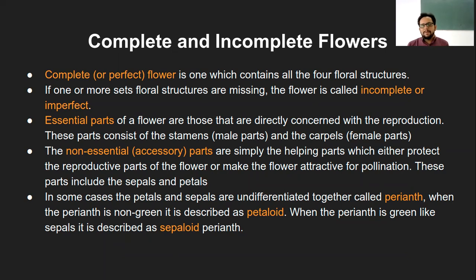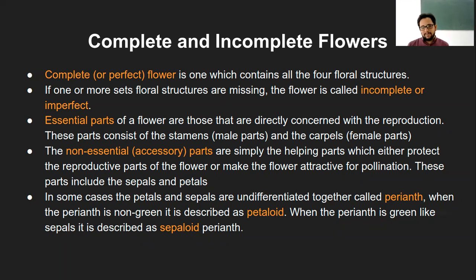Incomplete or imperfect flowers are the ones in which one of the floral structures is missing. Usually it is the male or female reproductive structure. You would have rarely seen a flower which doesn't have a petal and a sepal. That's a very rare example. At least I haven't seen one, but I'm sure they exist in some cases. But an imperfect or incomplete flower mostly refers to one or more sets of the flower structure missing, and usually it is the reproductive unit.